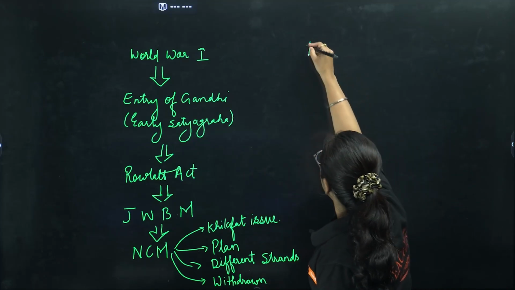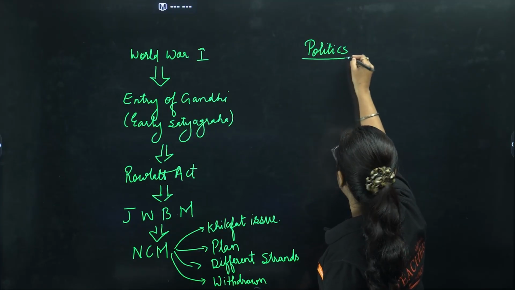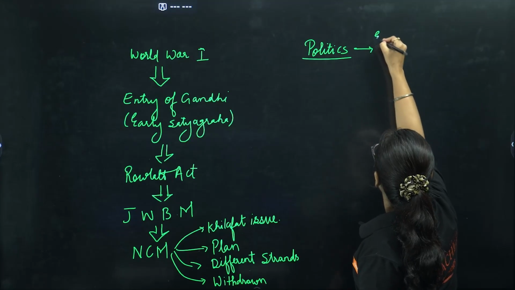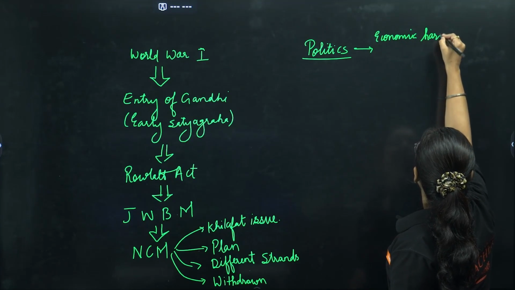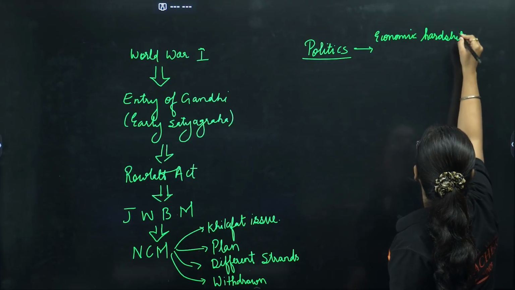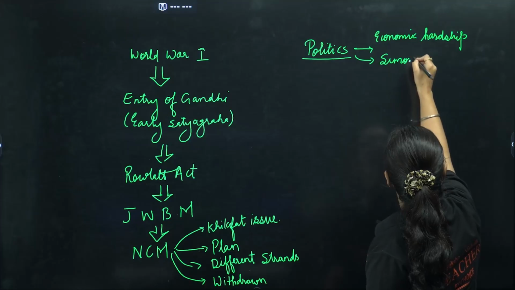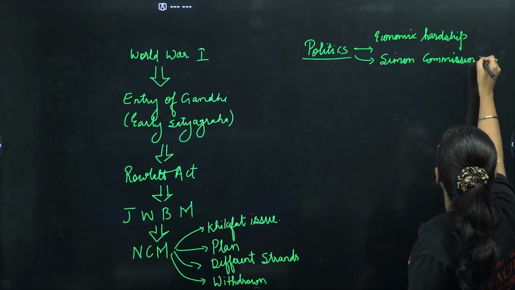After this, we have seen the situation of politics in India between non-cooperation and the next one, that is civil disobedience. The reason was economic hardship, and then it was the Simon Commission. Hope you remember each and every point.